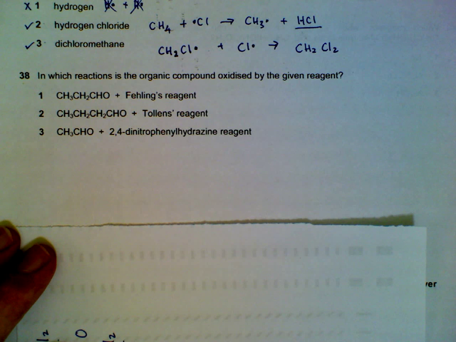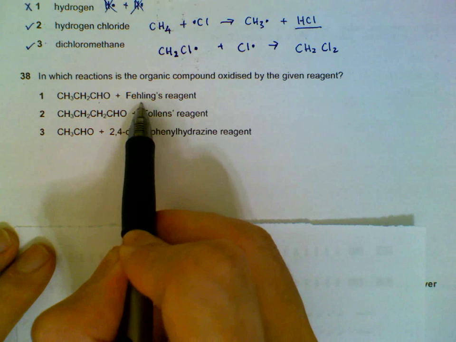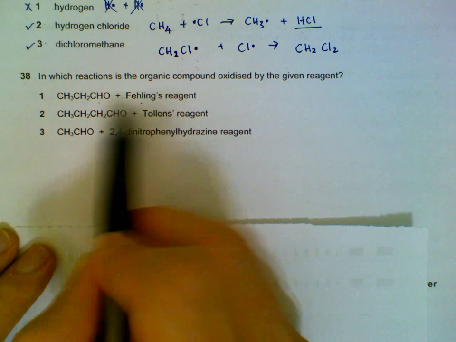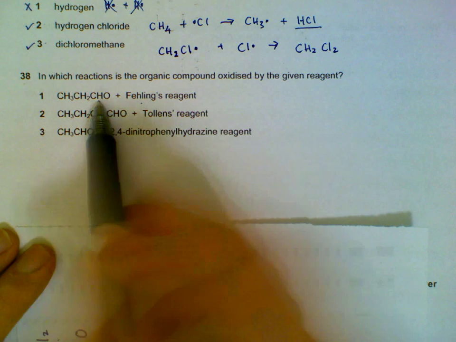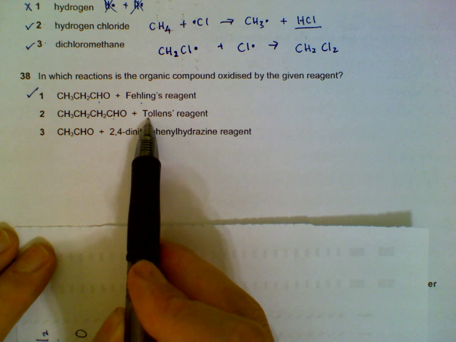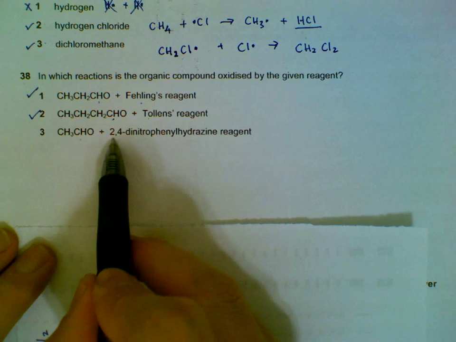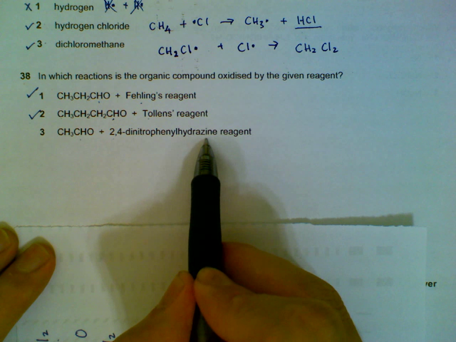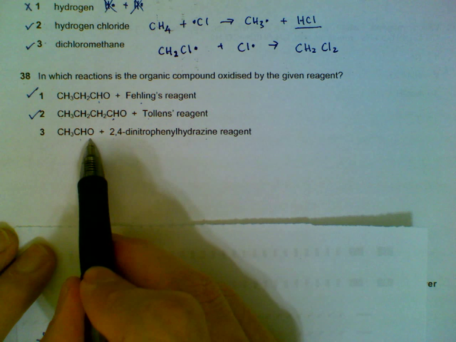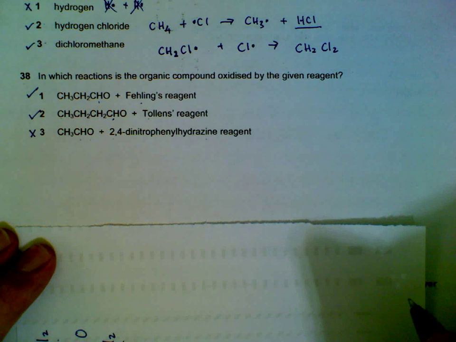Which of the following is oxidized by the given reactants? We have an aldehyde that can react with a mild oxidizing agent such as Fehling's reagent, and the aldehyde will become the acid. So this is possible. This is also an aldehyde, and it will react with Tollens' reagent, also a mild oxidizing agent, to become an acid. This aldehyde with 2,4-DNPH, when they react, is a condensation reaction, so it is not a redox reaction. So 1 and 2 are correct.